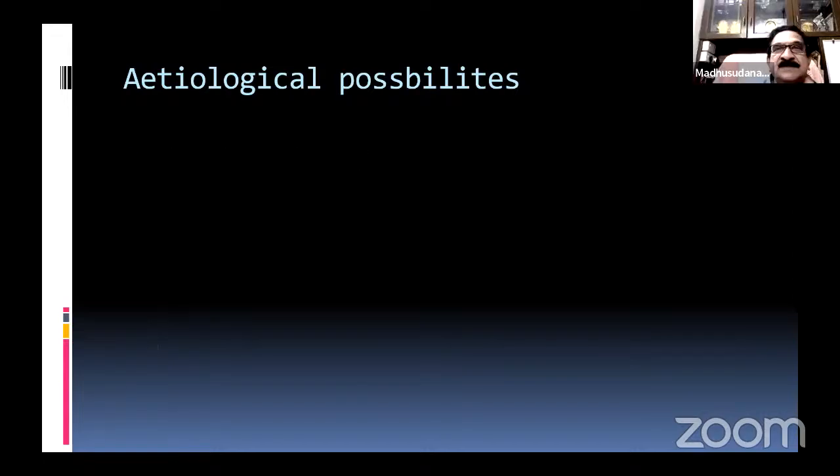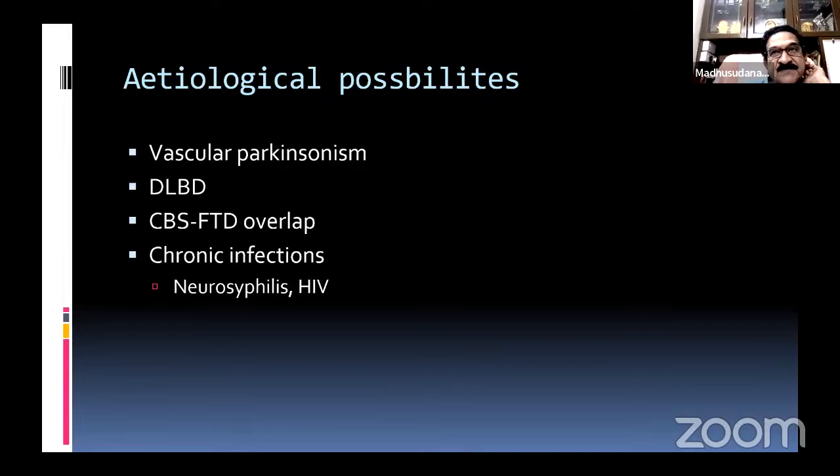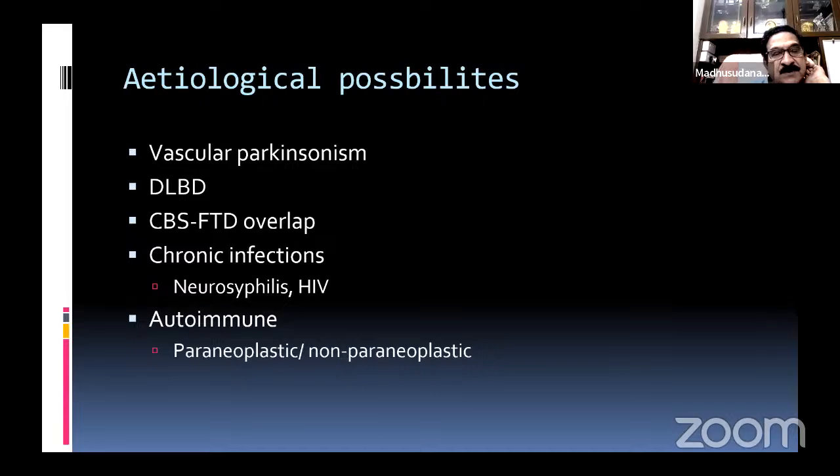So what could be the etiology? We do not know. There are many things. It can be vascular Parkinsonism. It could be something like DLBD. It may be a degenerative disease like CBS, FTD overlap because of the parietal lobes and dementia part. Or chronic infections like HIV, neurosyphilis, autoimmune, paraneoplastic, non-paraneoplastic. Right? These are the things which one should keep in mind.